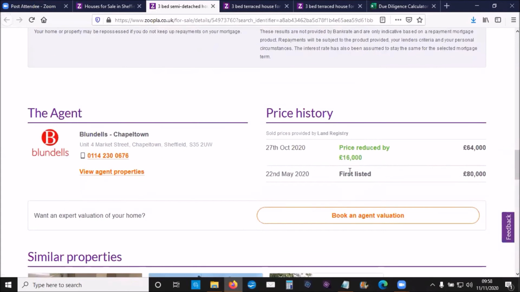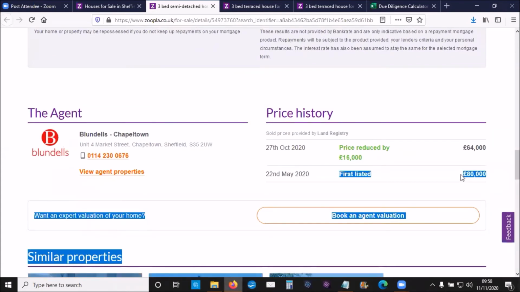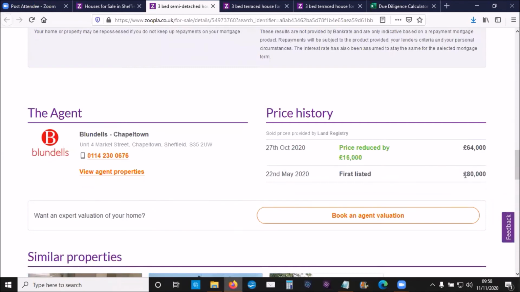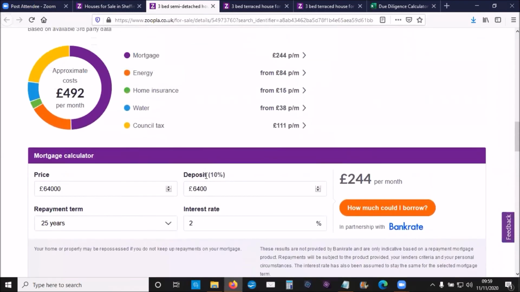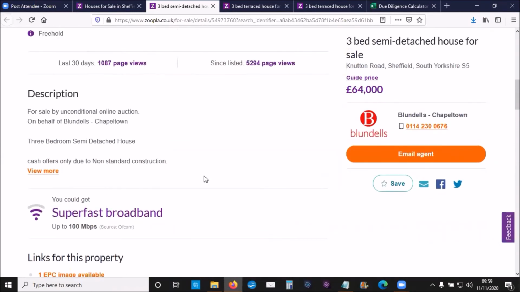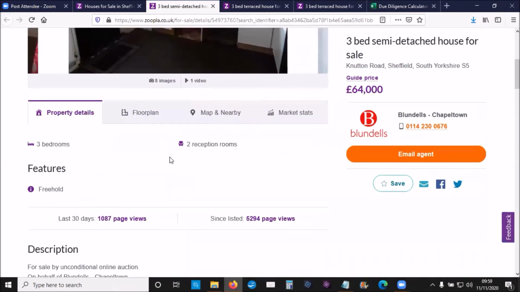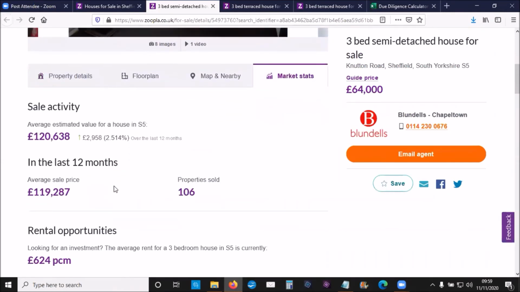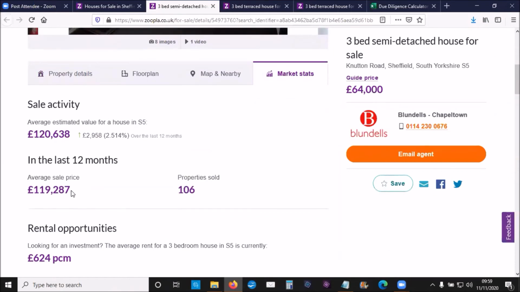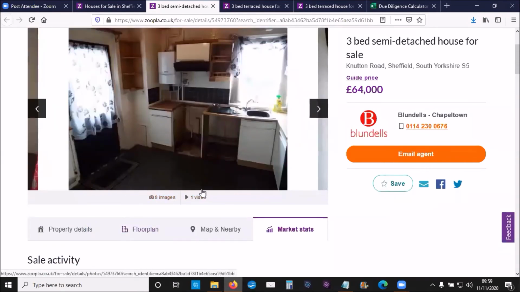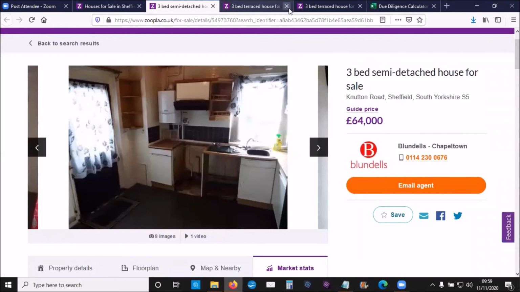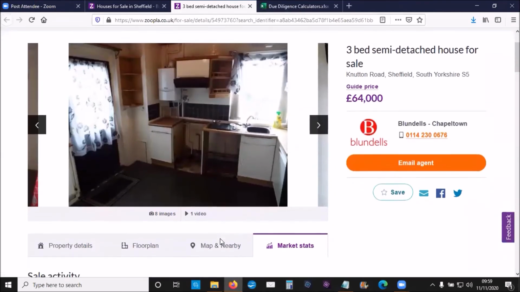Price history. I think it was maybe being a bit too hopeful to want a price of 80,000. It's now reduced it by 16,000 to a guide asking price of 64. Market stats, average sale price 120. Okay, how about guys, we use this property as the property for our exercise. Let's ignore the other two.